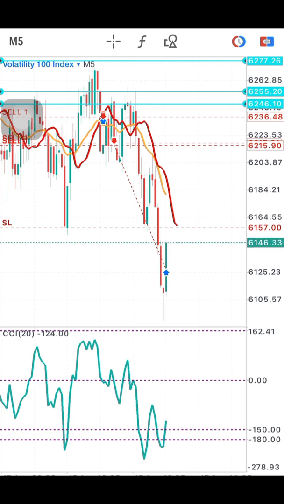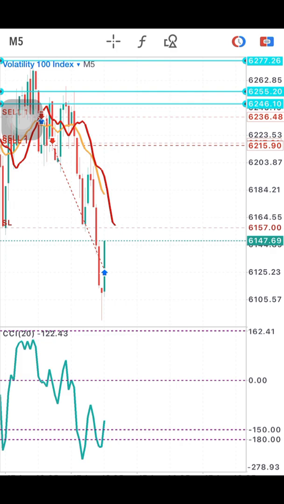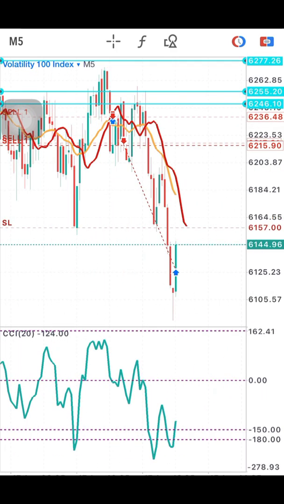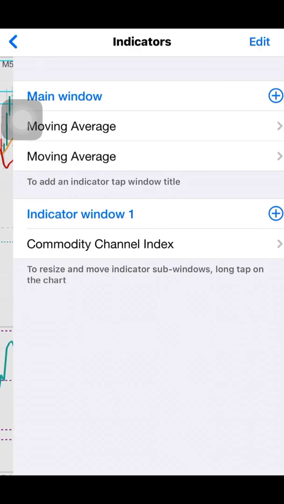You can see. Let me give you the settings for this strategy. Let's go for the settings. Don't mind the profit is coming down because I've already sacrificed some things and I want to show you and give you the settings for this strategy.